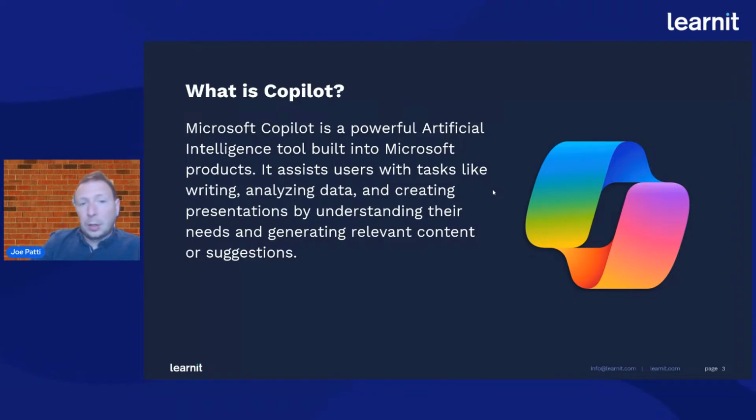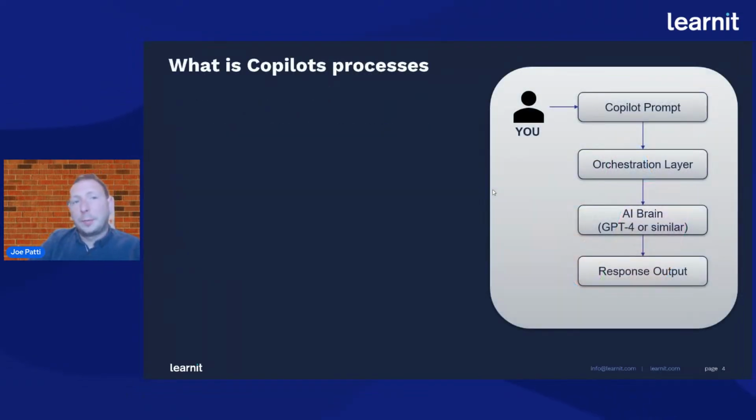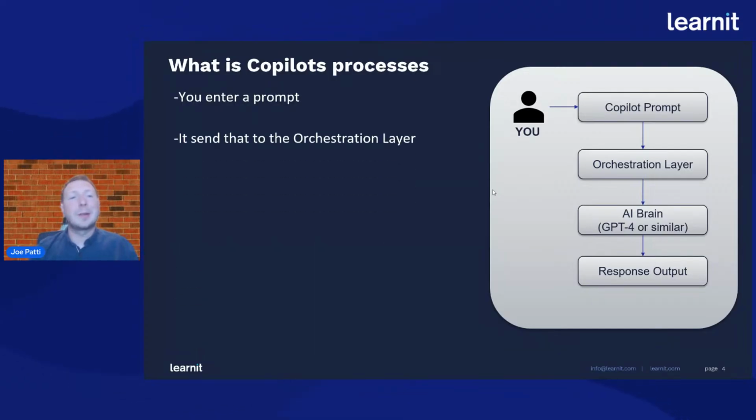Now, with Copilot, I want to share the processing with it. So you, of course, prompt it. You enter in a prompt. Hey, can you do something for me? After you enter in that prompt, it then actually goes to what's known as the orchestration layer, where it will take that prompt, sort of dissect it so that the AI model understands what you're asking.